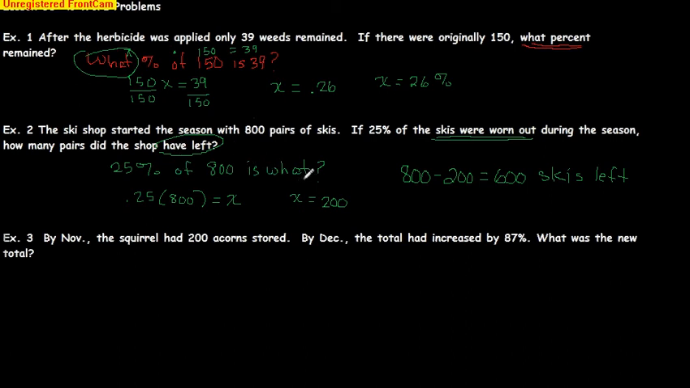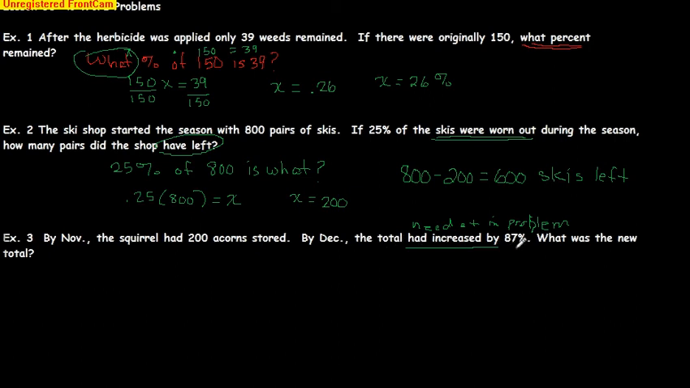Now this number 3, example 3, is the most difficult type. If it says had increased by, we're going to need a plus in our problem. Need a plus in the problem. There's a couple different kinds. Okay. So this time, the squirrel had 200 acorns stored. By December, the total had increased by 87%. What was the new total?